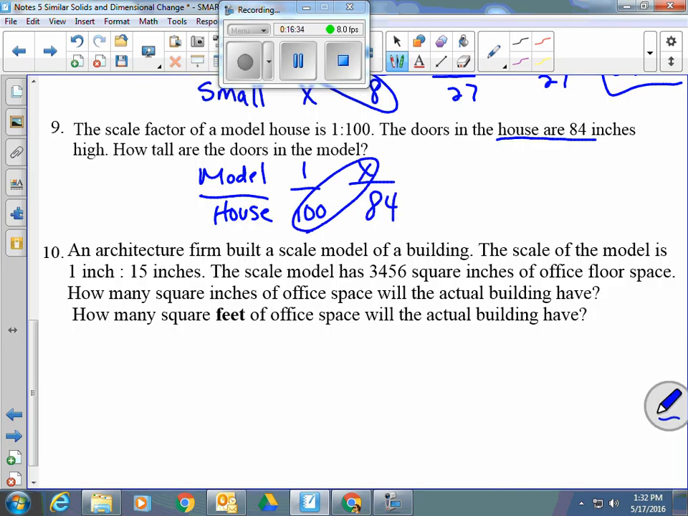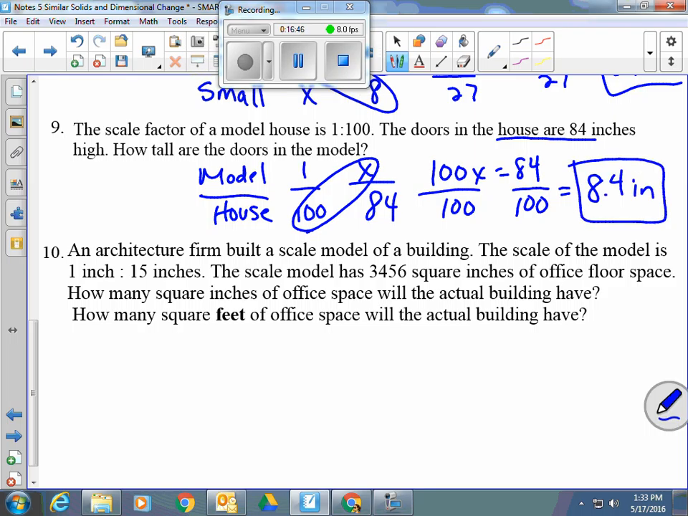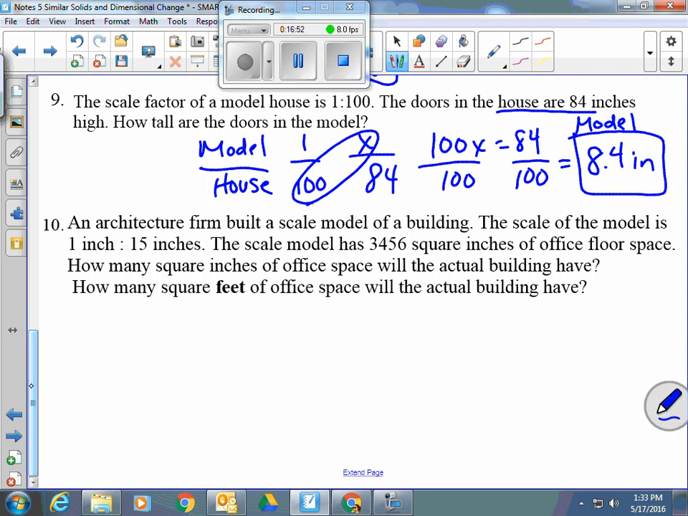Again, we're going to cross multiply. That's 100x is equal to 84. Divide by 100. So that means that my answer is 8.4 inches. That would be how big the model is. Area? No, it's just tall. It's just one length, inches.